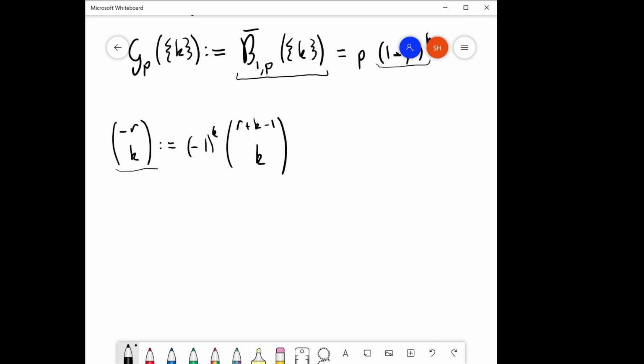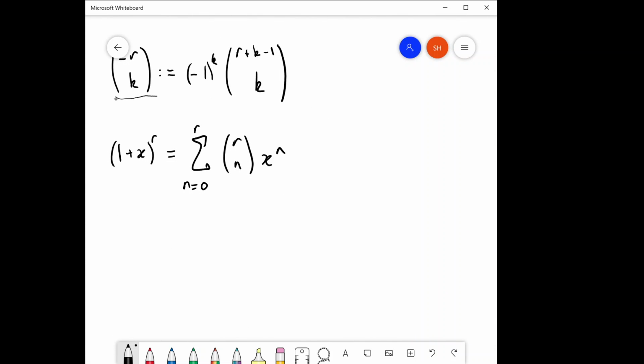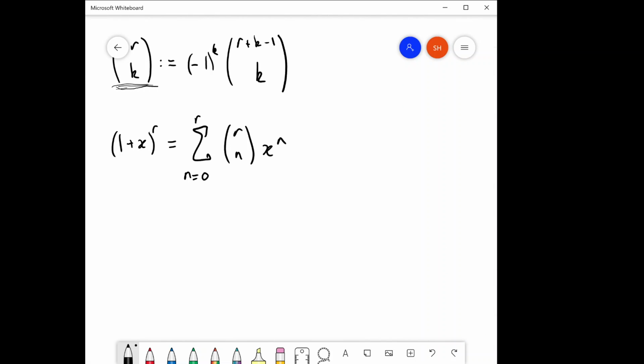Well, recall for the binomial theorem that typically if you've got 1 plus x to the r, then this is the sum over n from 0 to r of r choose n, x to the n, sorry. And well, if you try this with negative r, then you actually get exactly this thing. And let's see how that works.